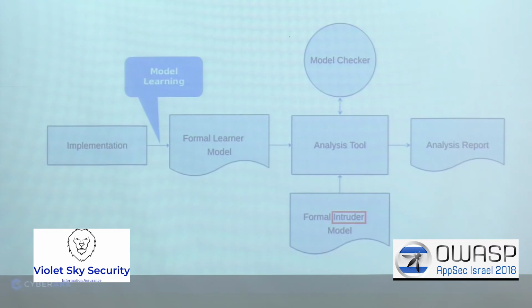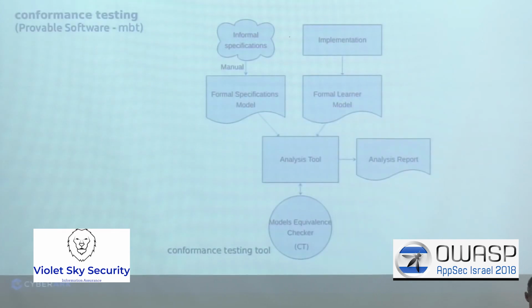Let's see how we can interact those two methods together. This is very, very interesting, very cool, a very new field. Currently, I know that it only happens in academia, but I really think that we should use that as well. So we have the implementation, the model learning learns the implementation and creates a model learner. We can use the intruder formal model from before in the analysis tool, and we actually can check the implementation now. Another thing is that we can use the formal specification model that we created before, and compare it with the formal learner model, which is the implementation. So we basically compare the specification to the implementation.